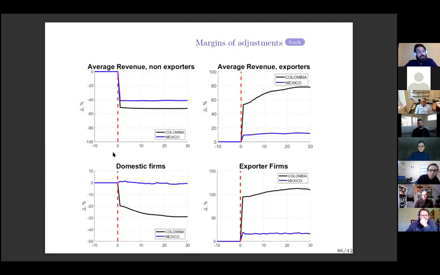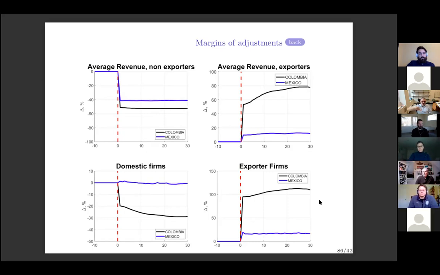But there is an effect also in terms of the number of firms. You see that there is a huge drop in the number of domestic firms in Colombia, something that in Mexico has not been witnessed at all. But the composition of firms also changes dramatically because the share of exporting firms actually doubles in Colombia, something that Mexico does not witness. That's in the model. This is what the model predicts.